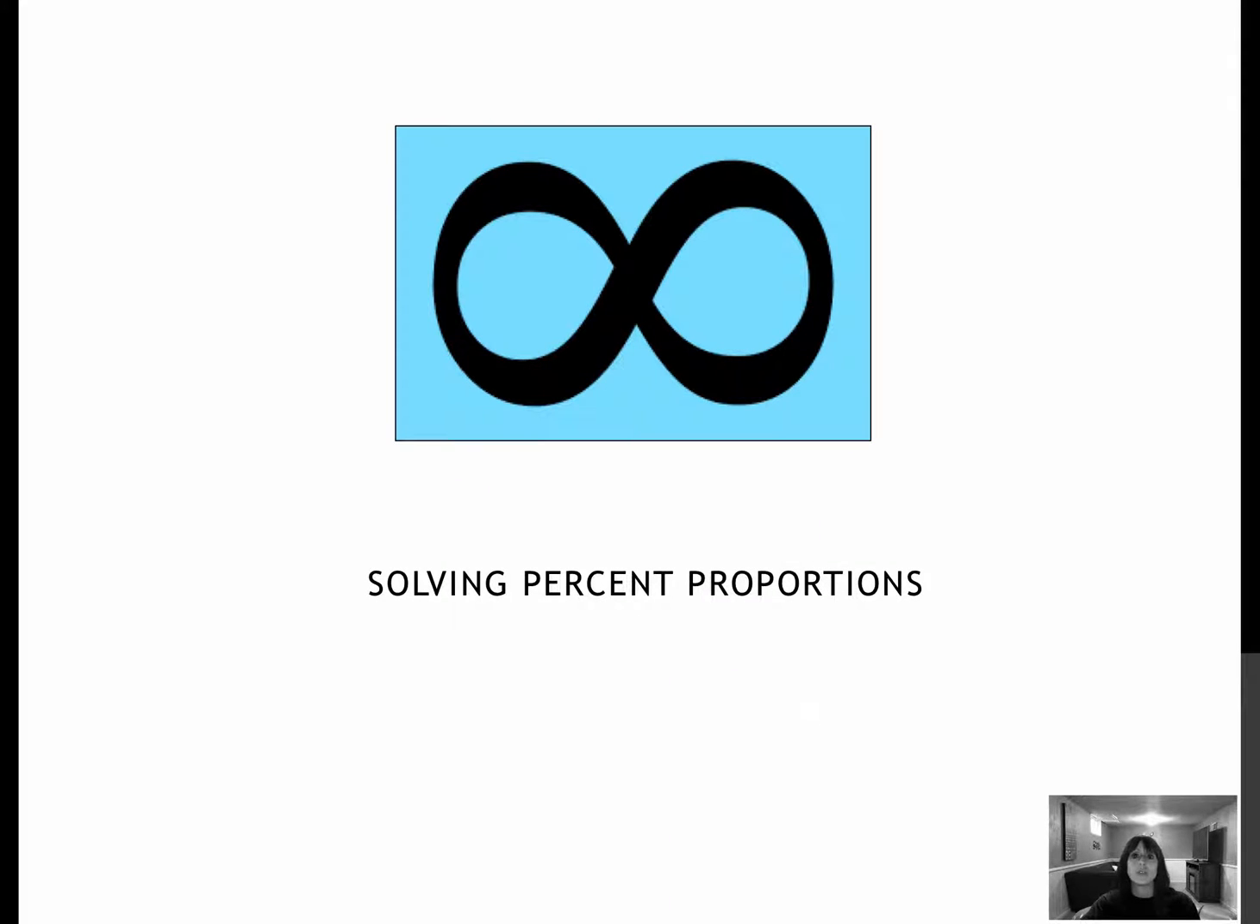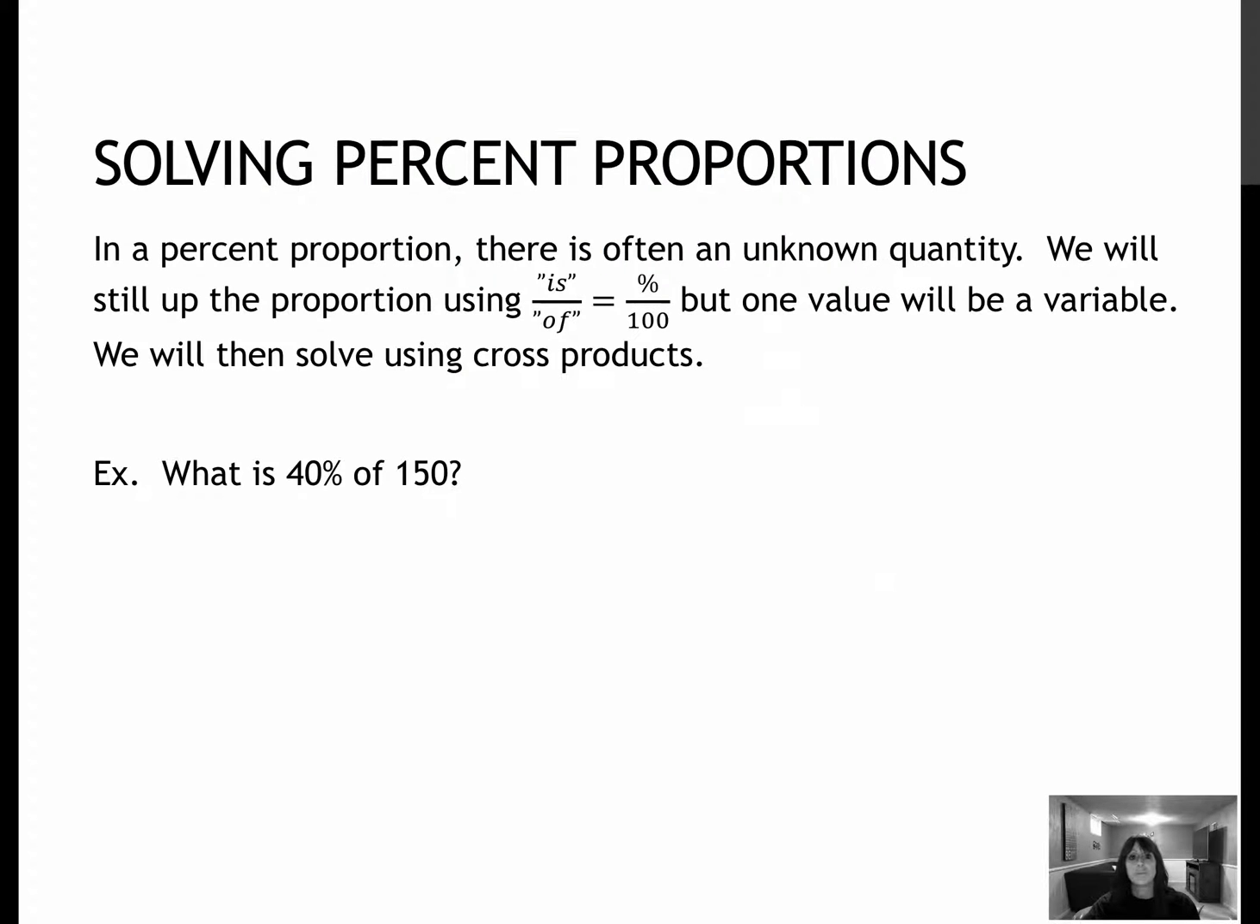In these questions, we're going to set up the percent proportion and then solve for our unknown value. So again, we're using the is over the of, percent over 100, but in this case, one of them will be the variable. The one thing that will never change, however, is that 100. No matter what, that will be the 100. So let's take a look.